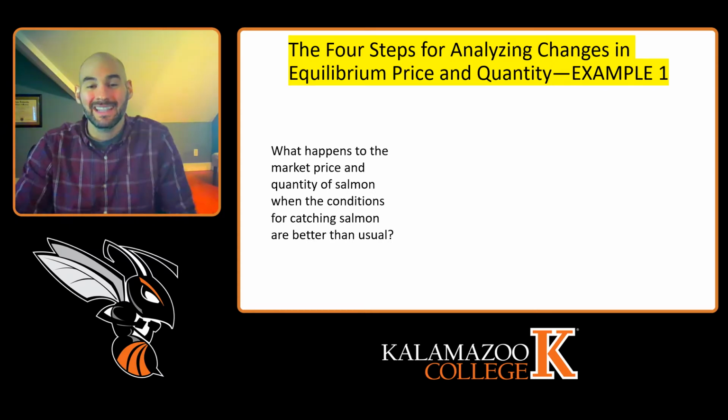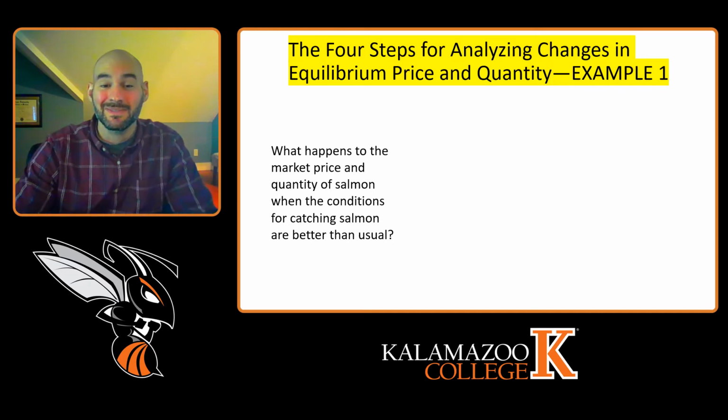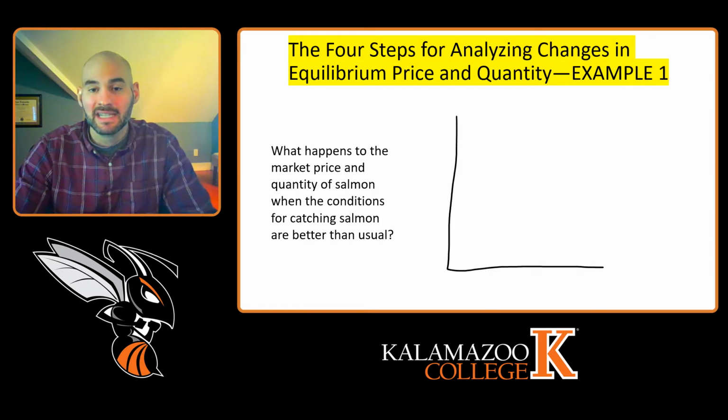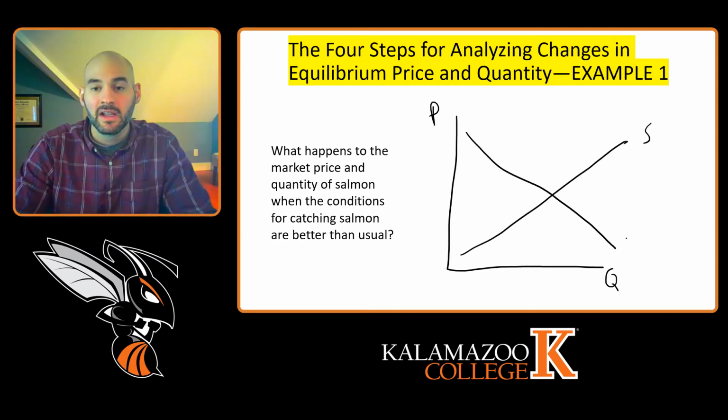So returning to the actual point of this video, let's go through that 4-step process. So the first step is always to draw our original supply and demand. So we start off with our L-shaped axis. We draw P on the vertical axis. We draw Q on the horizontal axis. We have an upward sloping supply curve. We have a downward sloping demand curve.